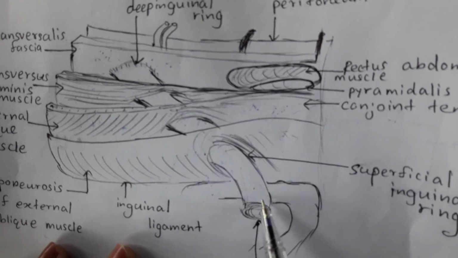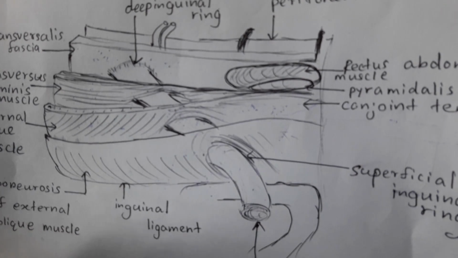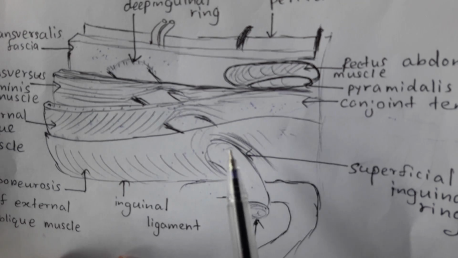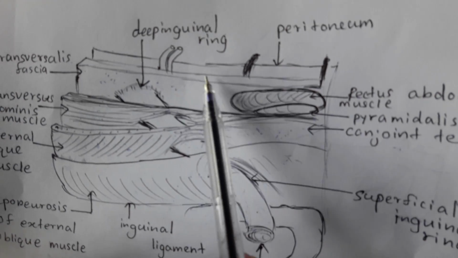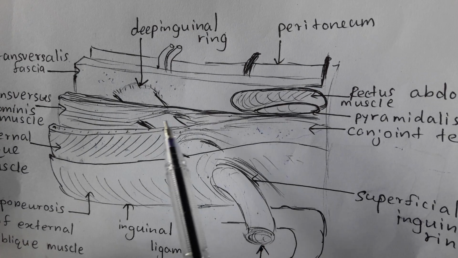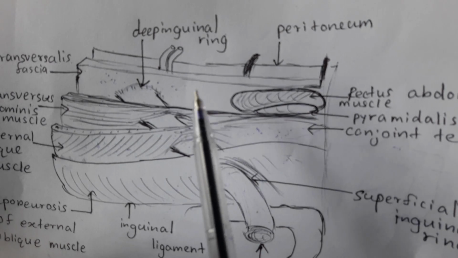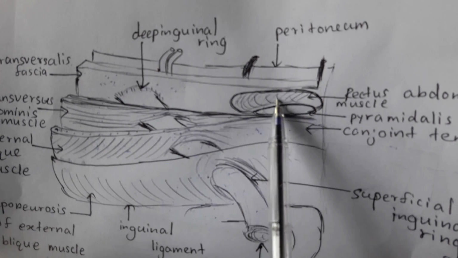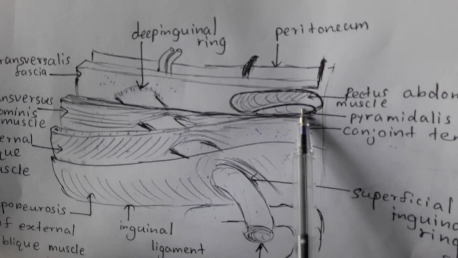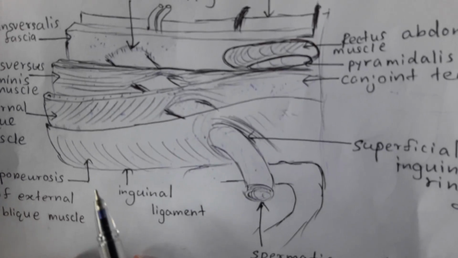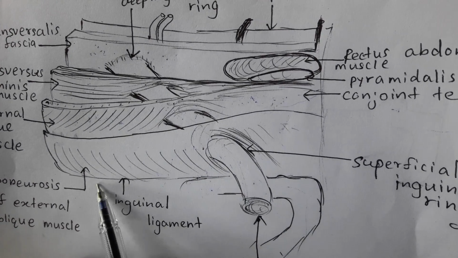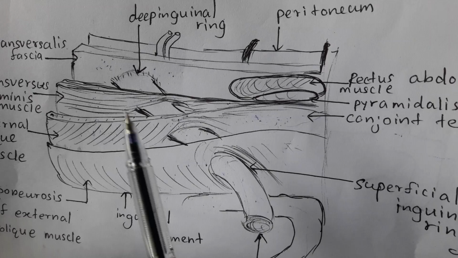The spermatic cord in males and the round ligament of the uterus in females go through this canal. This is the peritoneum, but the canal is not going through the peritoneum. And this one is the rectus abdominis muscle, and this one is the pyramidalis muscle. This is the pubic bone. So this is the inguinal canal.